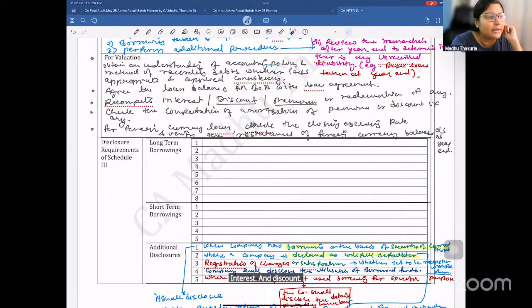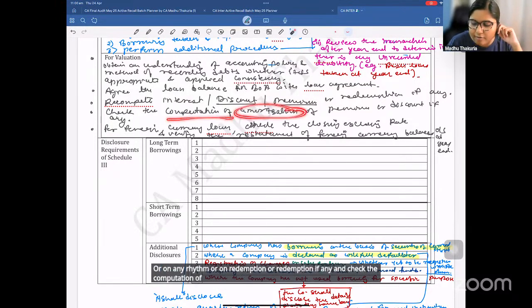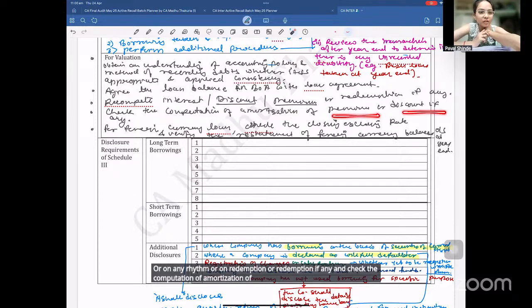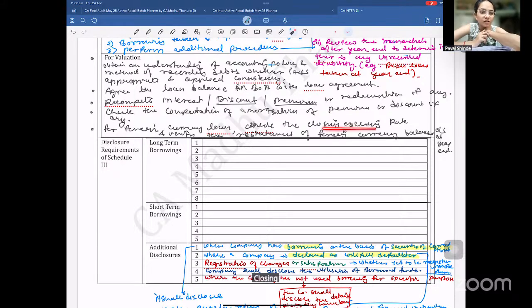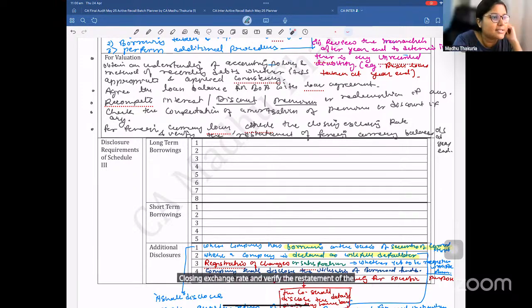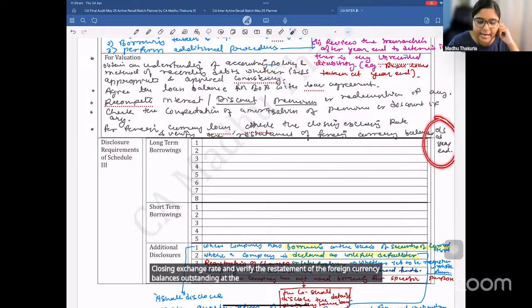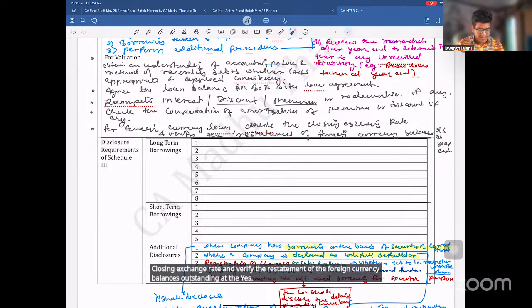and premium or discount on redemption, if any, and check the computation of amortization of premium or discount, if any. And for foreign currency loans, you will check the closing exchange rate for compliance with AS, and verify the restatement of the foreign currency balances outstanding at the year end. Yes, ma'am. Beautiful.